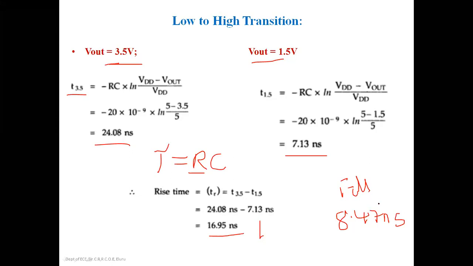Now another question: how can we make the rise time and the fall time equal? Here two different values came, one is 16 and one is 8. Now I want to have the same time for the rise time as well as the fall time. So how can I get that value here?